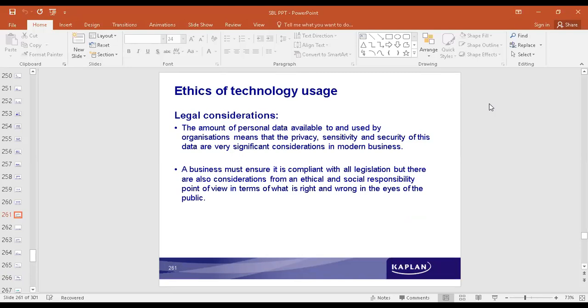See, we also have to now understand the ethical aspects of the usage of technology. Wherever we talk about data, wherever we talk about technology, there should be some regulations related to that also. The ethical aspects of it are also very important. So, ethics of technology usage. What are the legal considerations? The amount of personal data available to and used by organizations means that the privacy, sensitivity, and security of this data are very significant considerations in modern business.